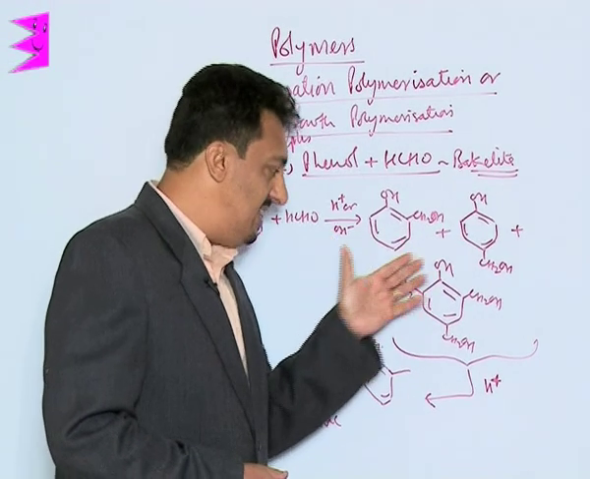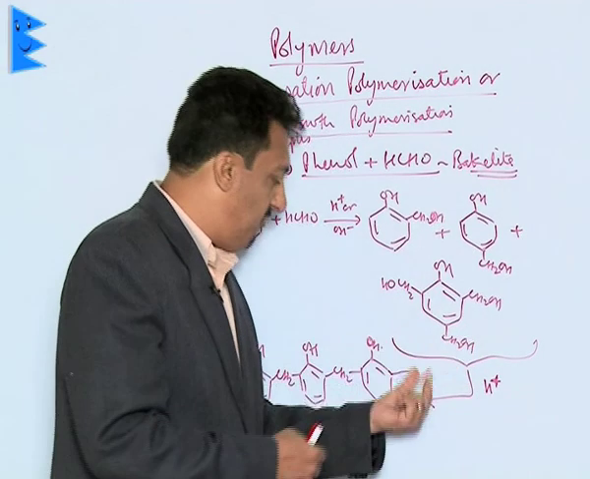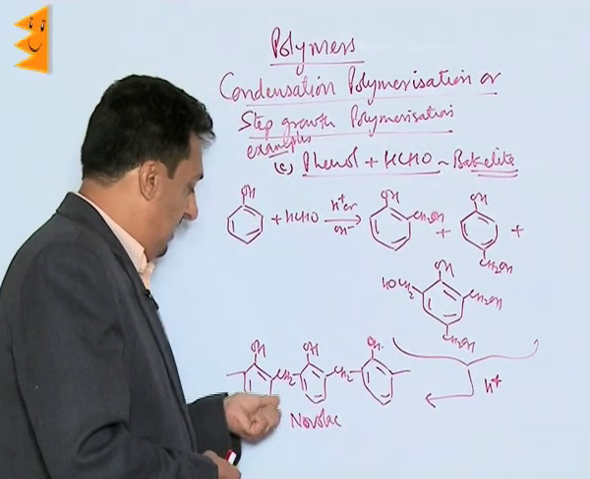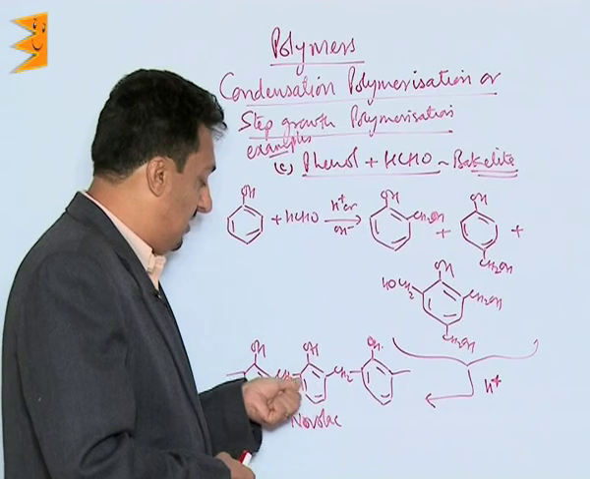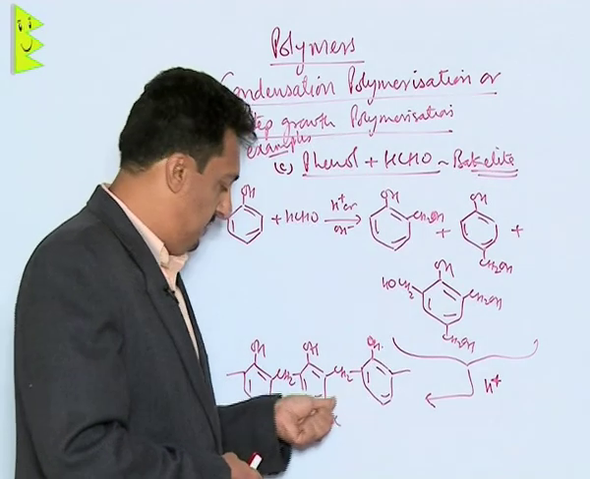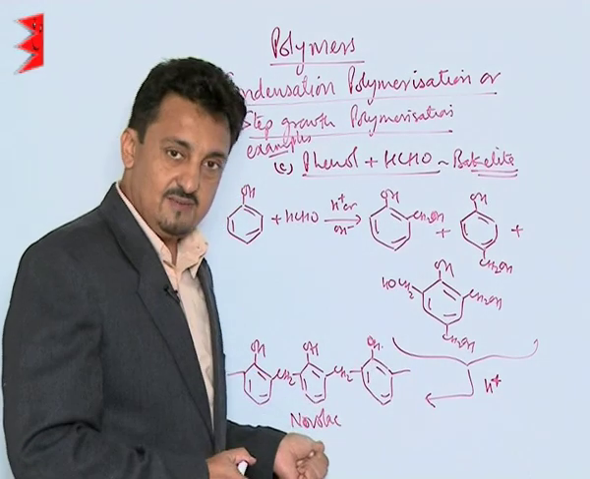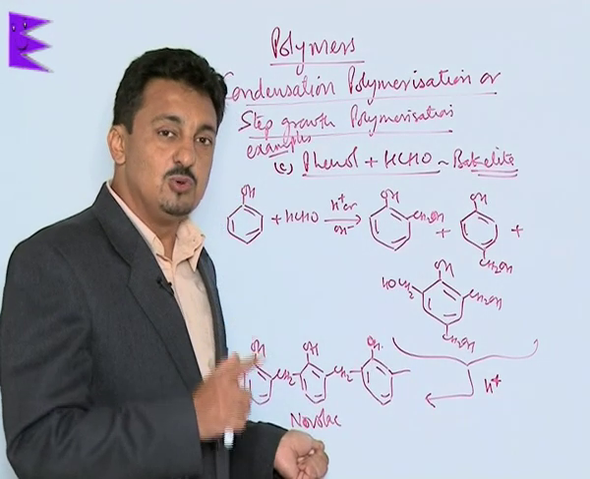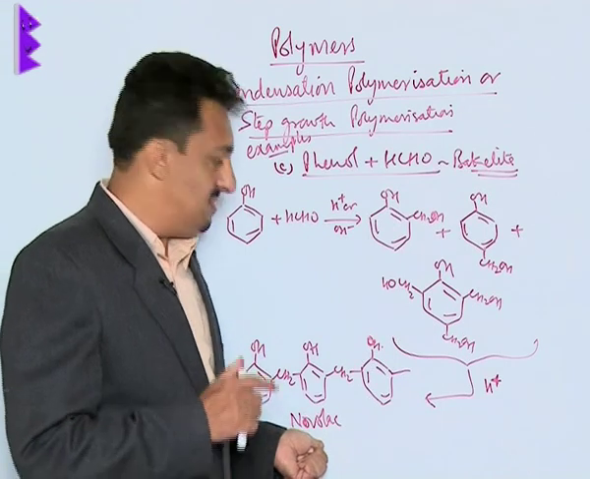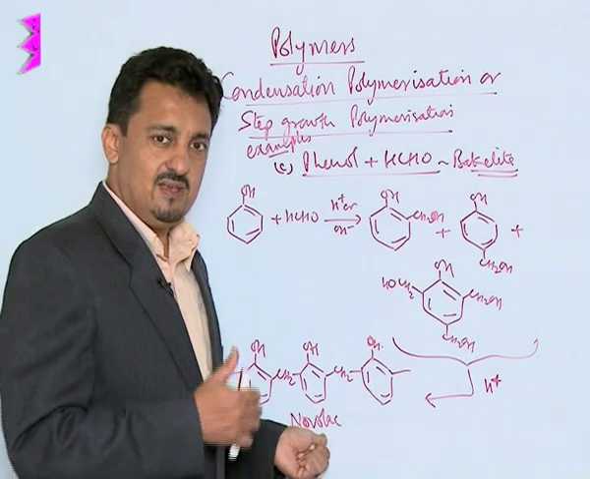Now when these products are subjected to acidic medium, they form a long chain in which one phenol molecule gets attached to the other one through the CH2 linkages. This linear polymer chain is called Novolac. It is the one which is used in paints. This is a resin form, in a semi-fluid state, Novolac.